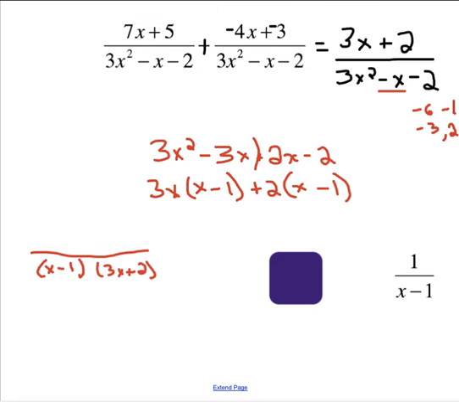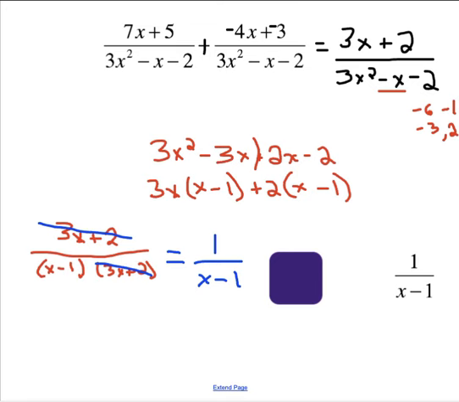The numerator was 3x plus 2. And so we can cancel common factors. 3x plus 2 on top, 3x plus 2 on the bottom. That leaves me with just a 1 in the numerator and an x minus 1 in the denominator. So you have to be careful. Sometimes you can factor that denominator so you can cancel common factors.